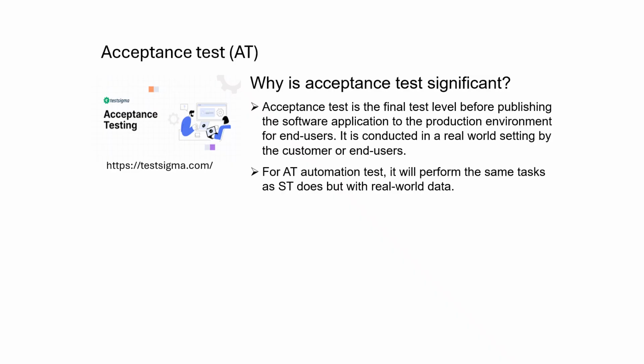Acceptance test is the final test level before publishing. Acceptance test is conducted in a real-world setting by the customer or end users. Acceptance test is crucial as it evaluates whether the software is ready for release to production. It's the last chance to detect any potential issue on the change before the release. When acceptance test is run as automation test, it will perform the same tasks which are done in system automation test, but with real data.